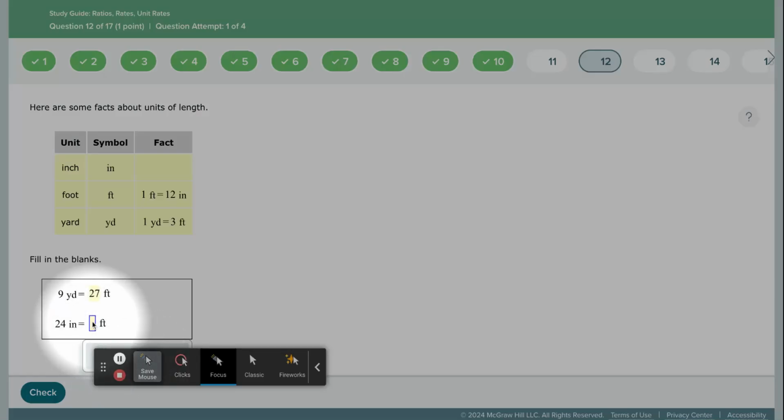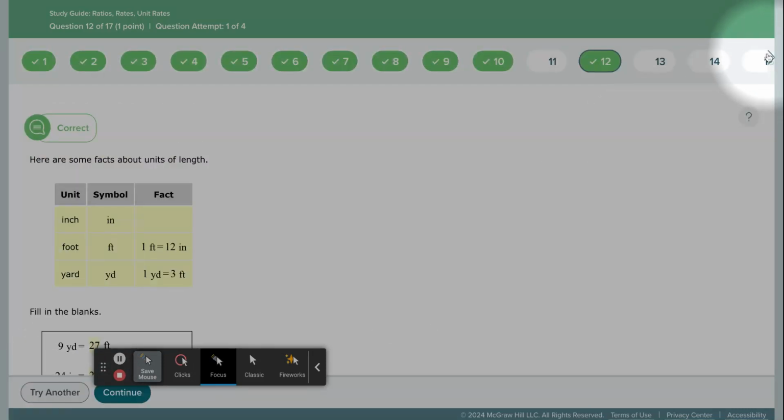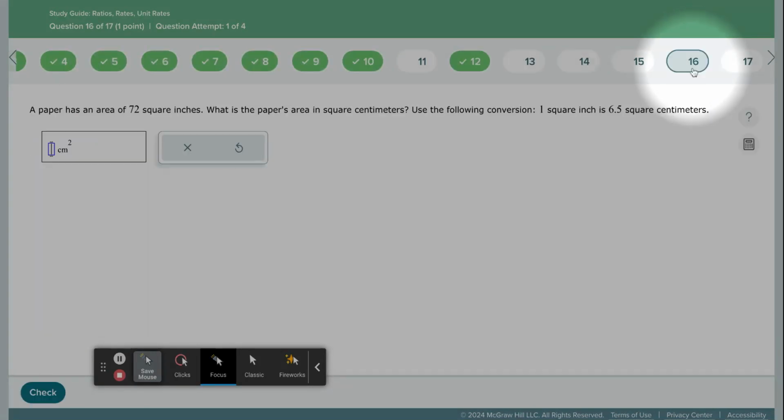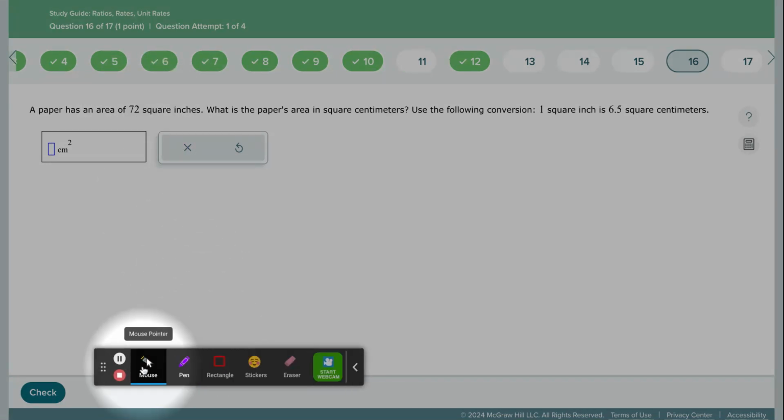I'm pretty sure that the rest are going to be similar to this. I'm going to just kind of fast forward a little bit just to make sure. Yep. So the rest are still conversion problems. Some of them may be word problems. Okay. It's the exact same thing. So you're given something, right? So this is what you're given. You're given 72 square inches, right?